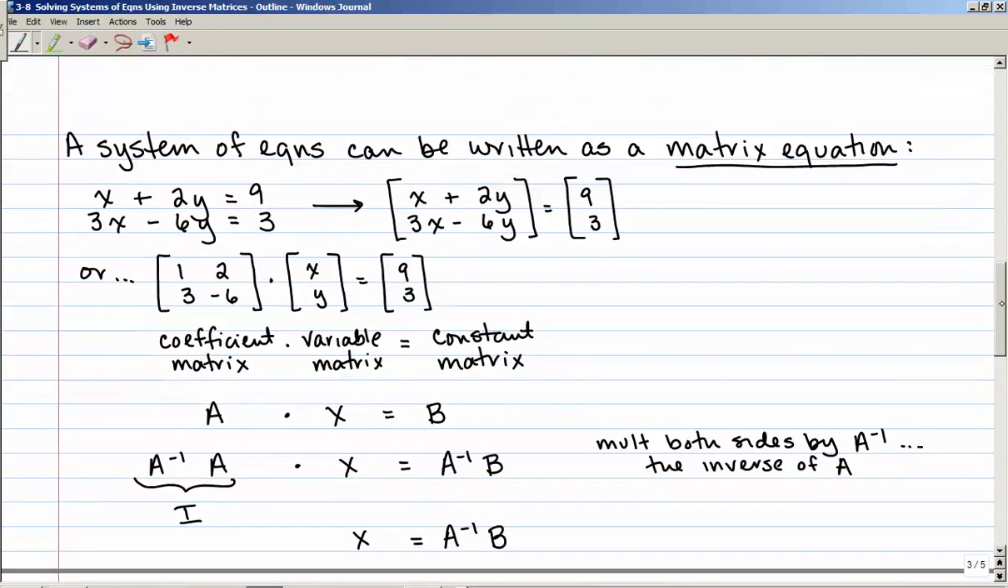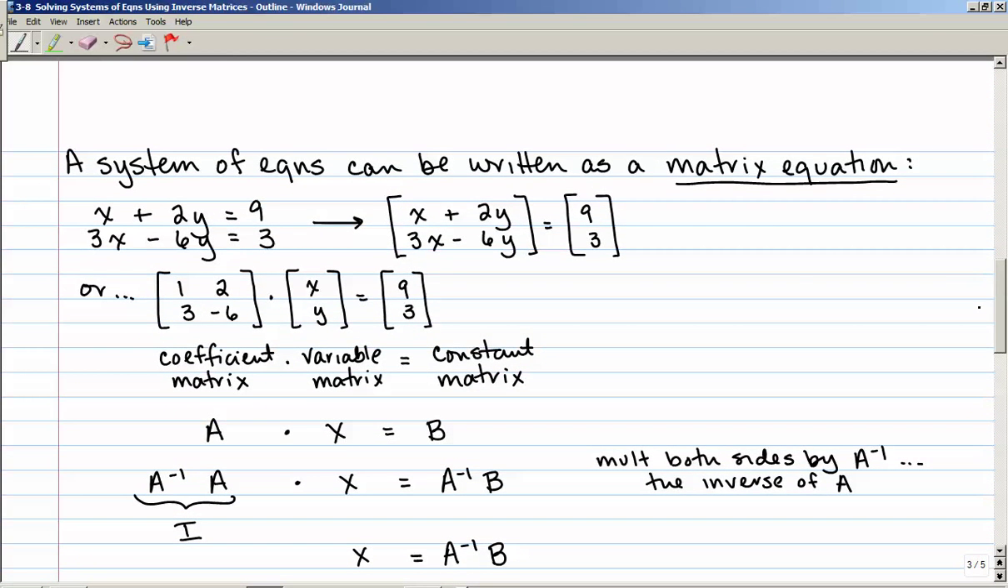Now, this is really useful in solving systems of equations. You can take a system of equations like we have here, x plus 2y equals 9 and 3x minus 6y equals 3. You can rewrite it as a matrix equation. Basically take the elements on the left side of the equal sign, put them in a matrix, and then the elements on the right side of the equal sign, put those in a matrix as well.